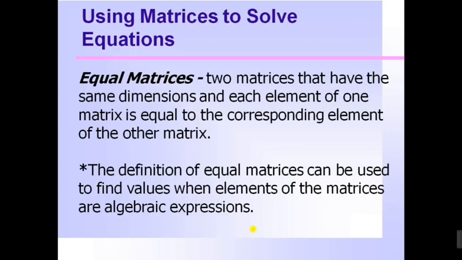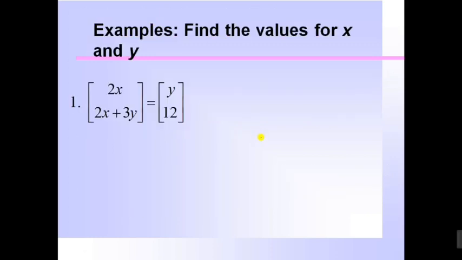Next, let us solve equal matrices. Two matrices are equal if they have the same dimensions and each element of one matrix is equal to the corresponding element of the other matrix. Same dimension is very important. Without the same dimension, they cannot be equal matrices. So the definition of equal matrices can be used to find the values when elements of matrices are algebraic expressions. Let me show you some examples.